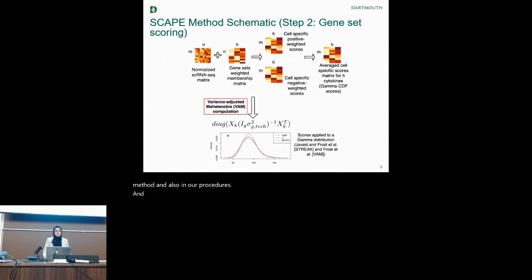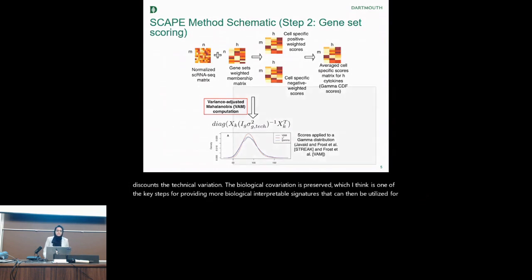Two of the key ways in which this modification differs from the canonical Mahalanobis distance are that, one, it computes distances from the mean. And second, it only discounts the technical variation. The biological covariation is preserved, which I think is one of the key steps for providing more biologically interpretable signatures that can then be utilized for different tasks like cytokine activity estimation.